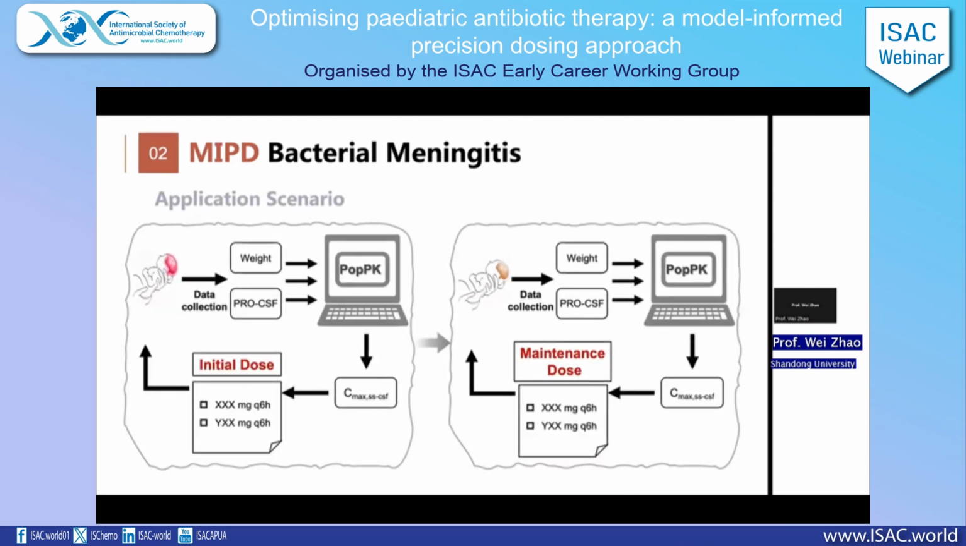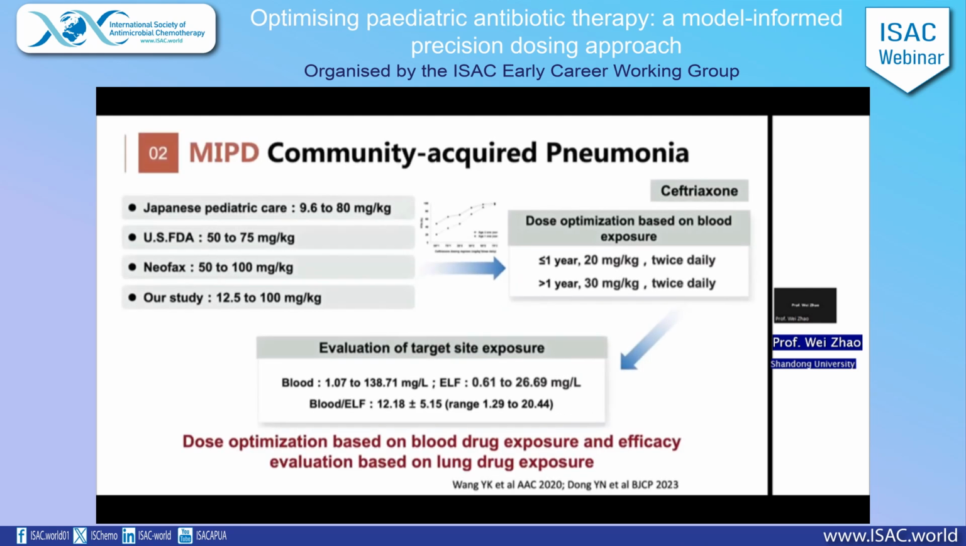And this is an application scenario: we can use a PopPK model to determine the initial dose, and based on the screening data of CSF concentration and also the plasma concentration, we can further optimize the dose in meningitis treatment. The same case we can show for CAP, and for CAP, the concentration at the site of infection is important for dose optimization. And the case we have shown for ceftriaxone, we evaluated the target site exposure, the plasma to blood ratio to the ELF, and we have very high concentration in the target organ.